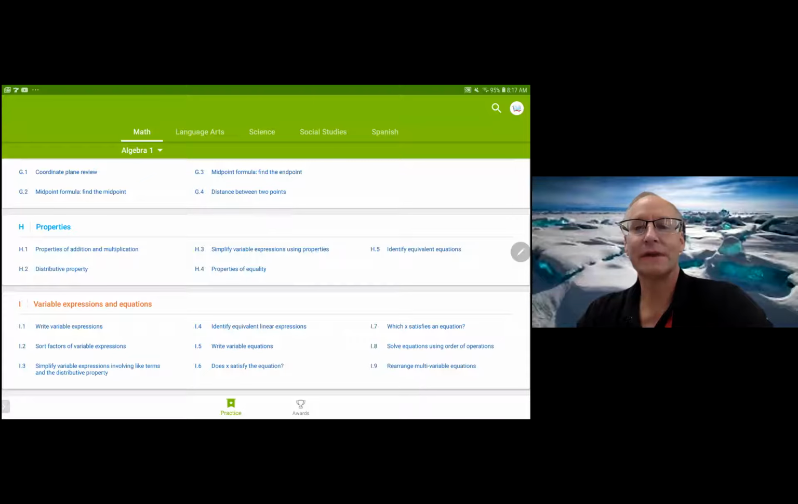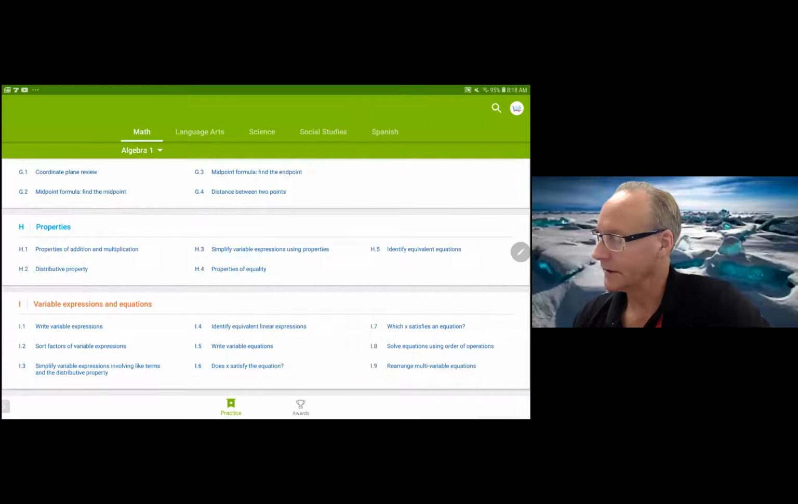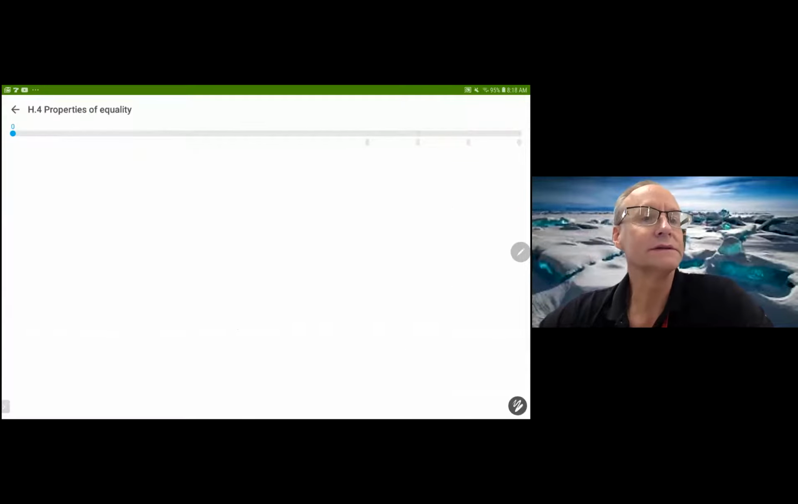It's properties of equality. This is in the H section on properties, and I haven't even seen this section yet, so it's going to be a surprise for me. It's H.4, properties of equality. So here it is. Let's see what we've got.